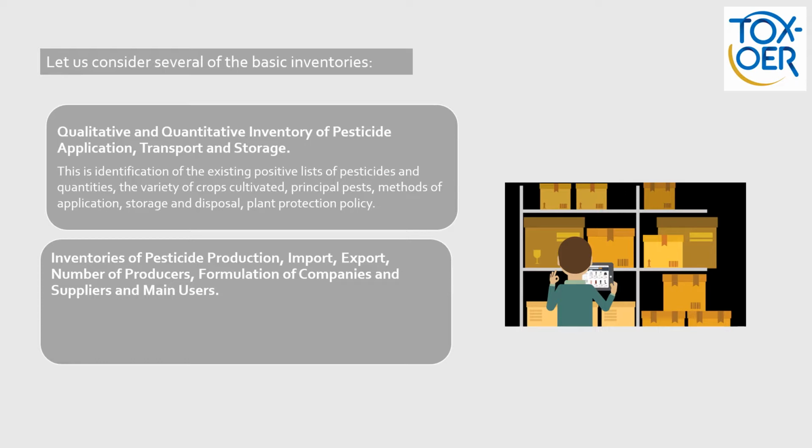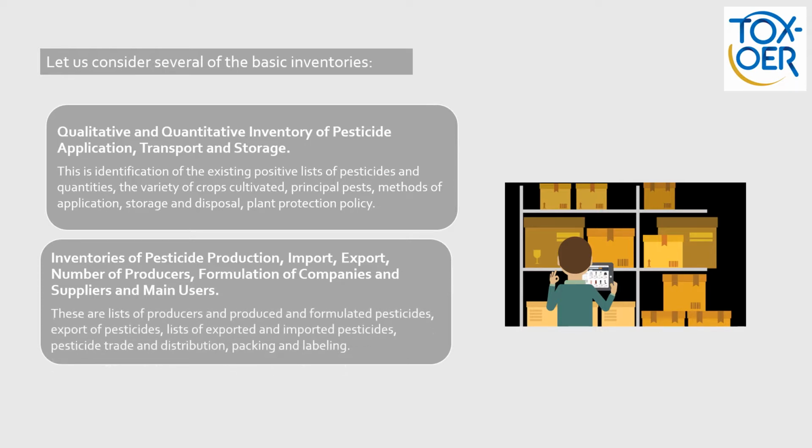Inventories of pesticide production, import, export, number of producers, formulation of companies and suppliers and main users. These are lists of producers and produced and formulated pesticides, export of pesticides, list of exported and imported pesticides, pesticide trade and distribution, packing and labeling.